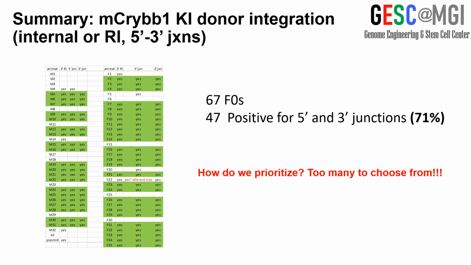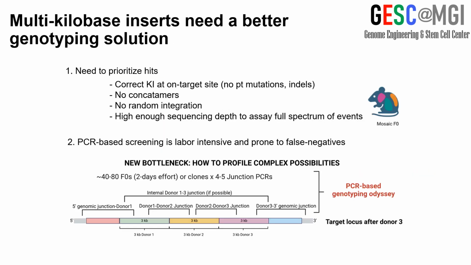And in some cases, there can be variability in the amplicon size, which makes interpretation challenging. So with so many positive animals, how does one prioritize when you have so many to choose from? So we need a solution to better prioritize hits, because there are a lot of variables we want to be able to assess with a single assay.